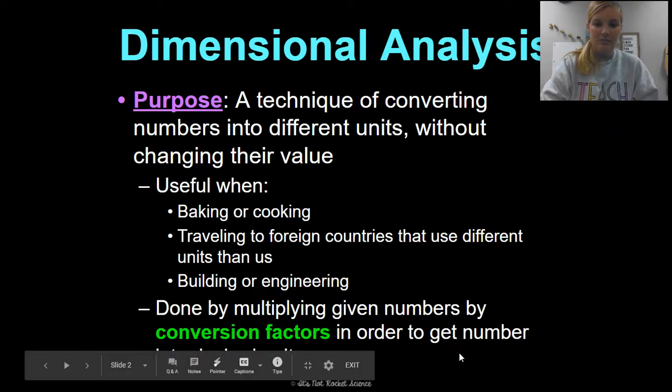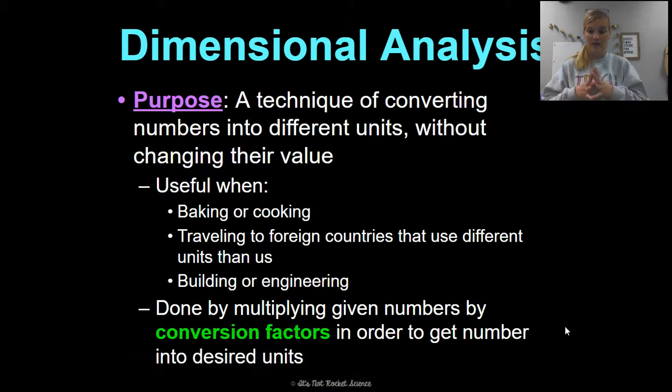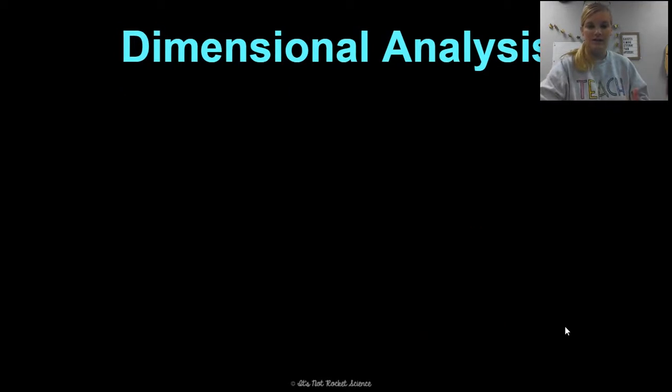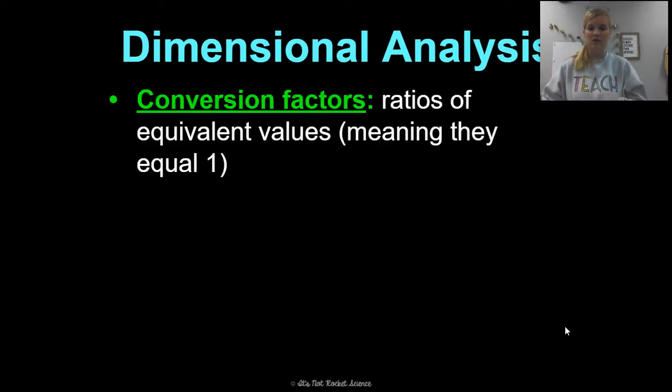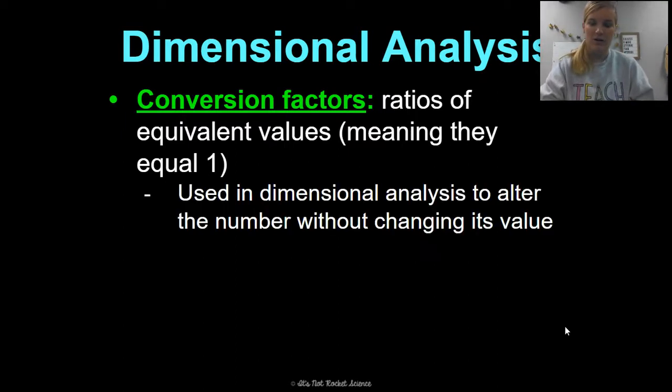And we do this by multiplying the numbers that we're given by our conversion factors to get the units that we want. So a conversion factor isn't as scary as it sounds. It's just a ratio of equivalent values, meaning that it equals 1. So in all of our problems that we were doing, when we were saying like there were 1,000 meters over 1 kilometer, that equals 1. So it's still going to be the exact same idea, but now we're not going to use numbers like 100 and 1,000.